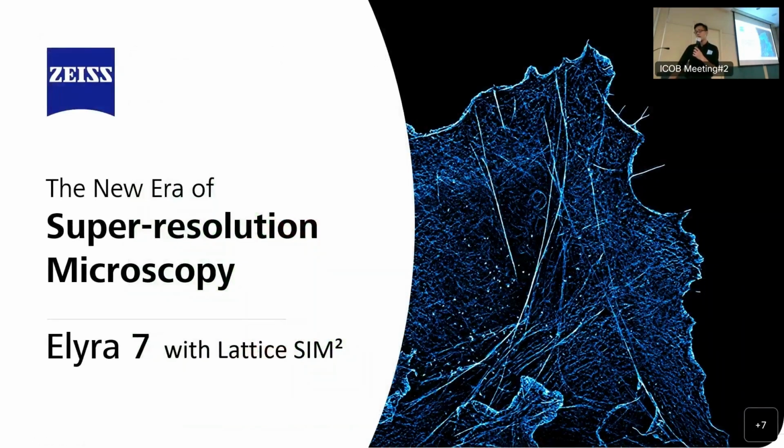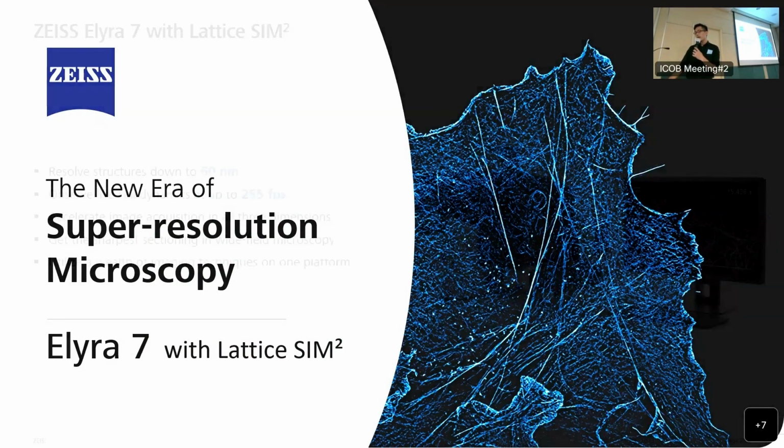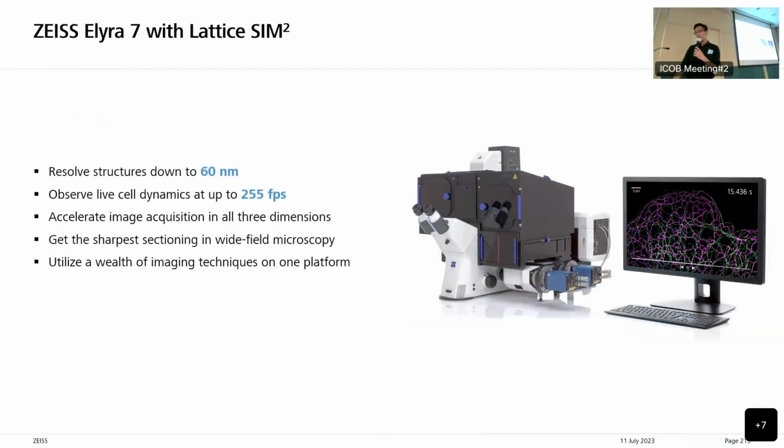Okay, so now Zeiss tries to develop newer techniques for super resolution microscopy. That's why we provide the ELYRA 7 with the newer algorithm called SIM square. Here we use structured illumination, and for every scan we can raise our resolution from 200 nanometers to around 120 nanometers.